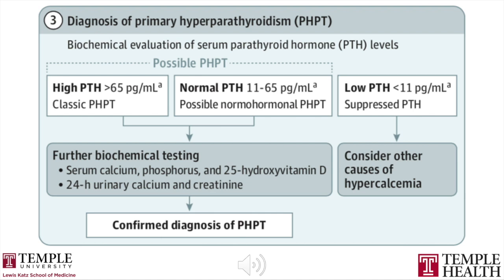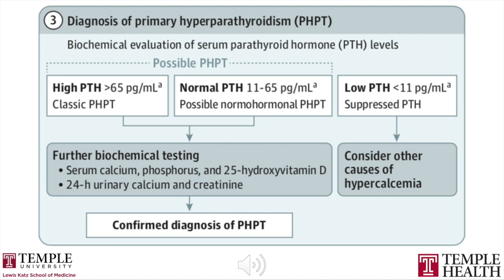So again, let's say you repeat these labs and you have a high calcium and your parathyroid hormone level is high as well, and the patient's history is classic for primary hyperparathyroidism. There's no red flags there. So how do you diagnose this? A high parathyroid hormone level is anything greater than 65. This is what we call classic disease, so a high calcium and a high parathyroid hormone level. A normal parathyroid hormone level ranges from like 11 or so to 65, and this range has the potential for normohormonal disease, which we'll discuss.